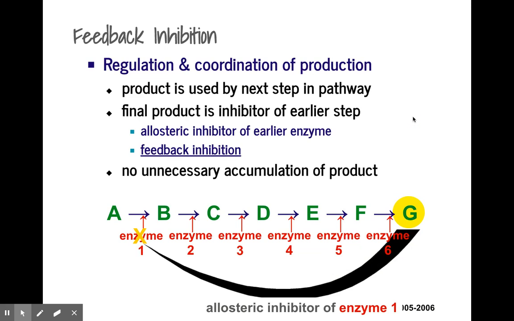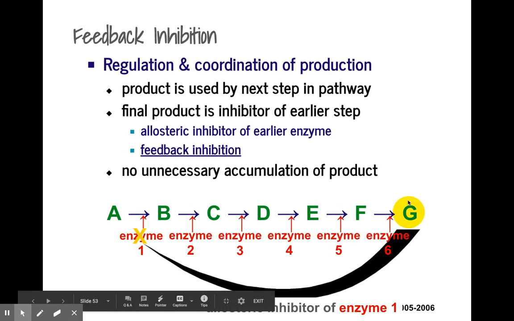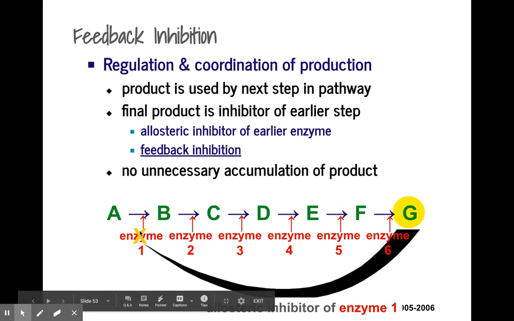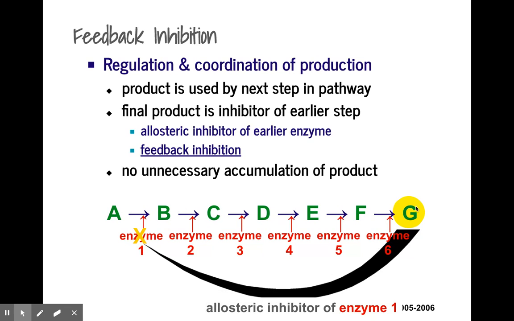All right, feedback inhibition. This is the regulation and coordination of the production. Like we said, the product is used by the next step in the pathway. So the final product is an inhibitor of the earlier step. Our allosteric inhibitor of the earlier enzyme will stop the pathway, so no unnecessary accumulation of the product is being released. Okay. So for example, once I'm done making G, there's going to be a button or a signal that's going to stop enzyme 1 from being made. If I stop enzyme 1 from being made, then notice that I can't go through this series of chemical reactions to get G, okay?